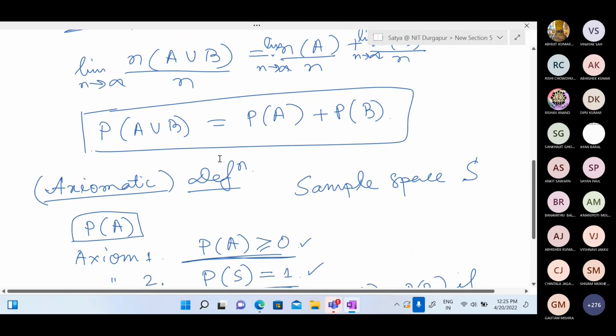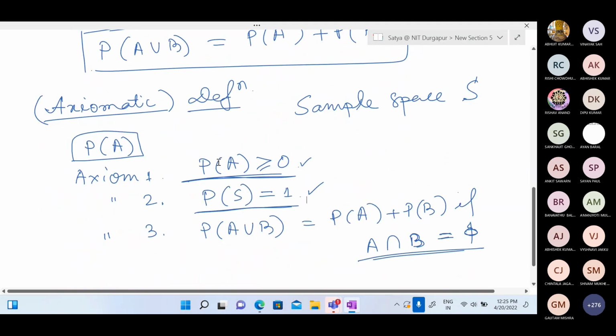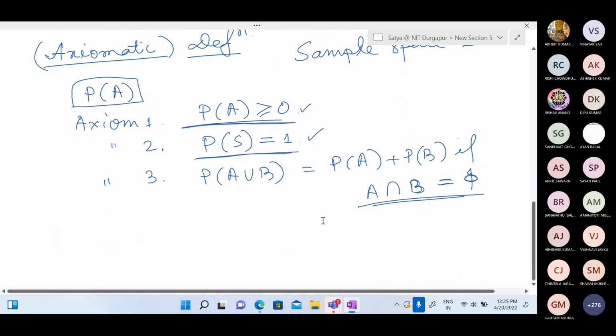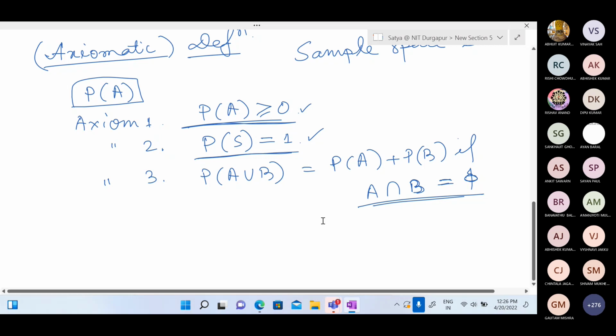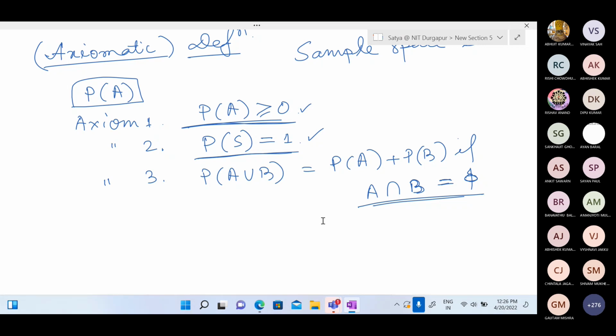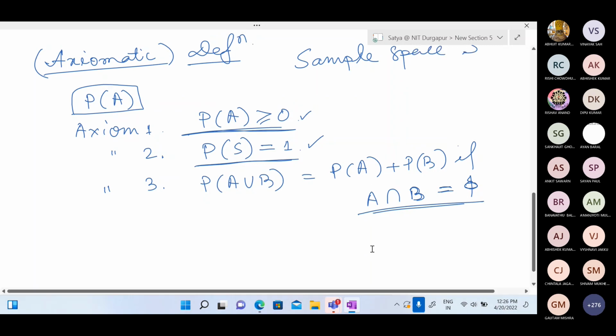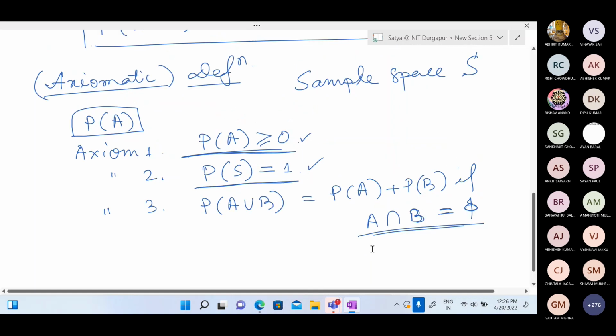And the last one is that they are mutually exclusive. If these conditions are satisfied, then we say that the probability of the event A is P of A, that definition. Now, to define this, we have taken the sample space to be finite. But this definition we can give even if the sample space S is not finite.